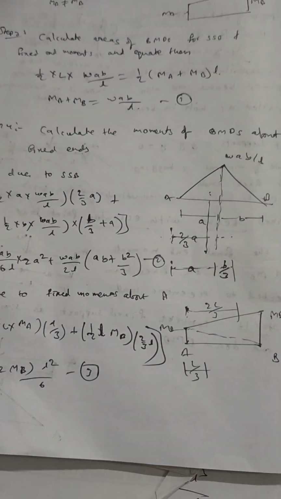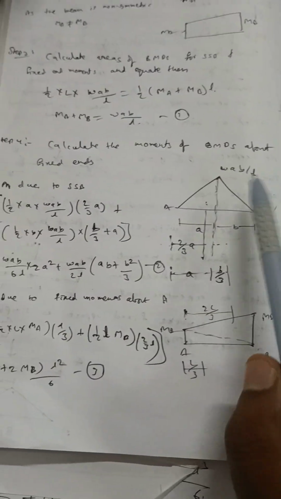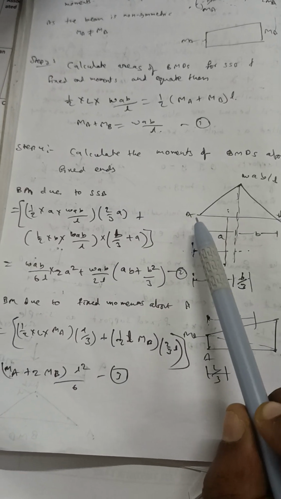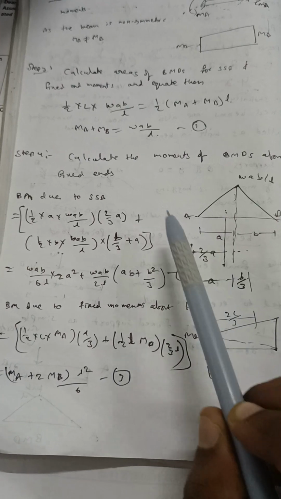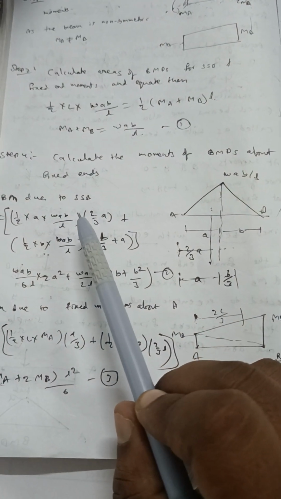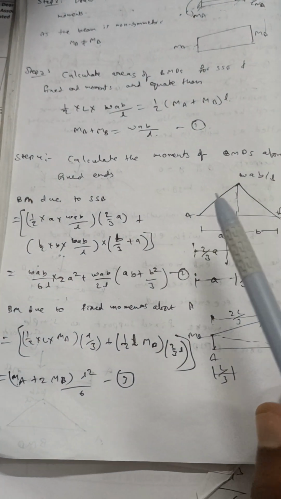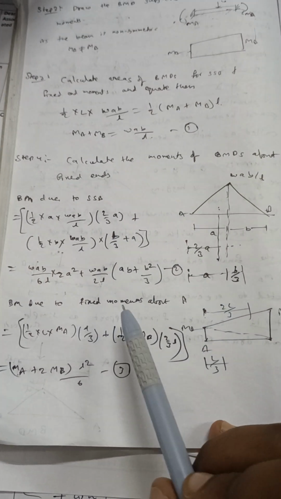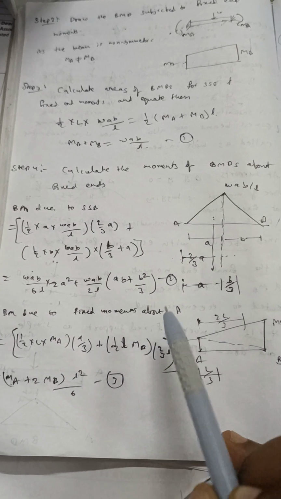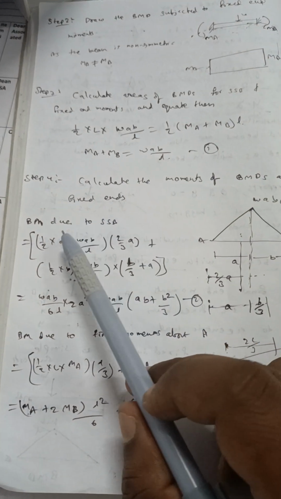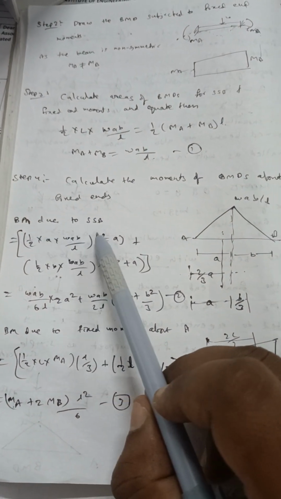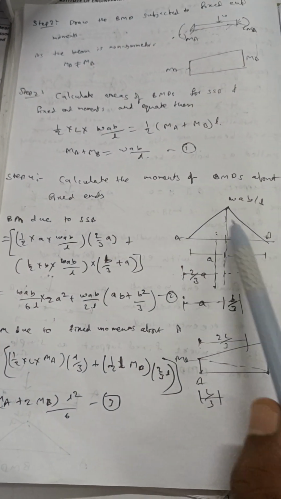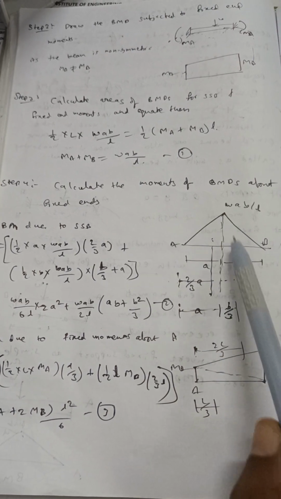Coming to step 4, calculate the moments of the bending moment diagrams about the fixed ends. Suppose I am taking about A, the bending moment due to the simply supported beam is equal to the bending moment due to the fixed end moments about A. We need to equate. For this, first we are calculating the bending moment due to the simply supported beam. For the simply supported beam case, the bending moment diagram is this, we know.